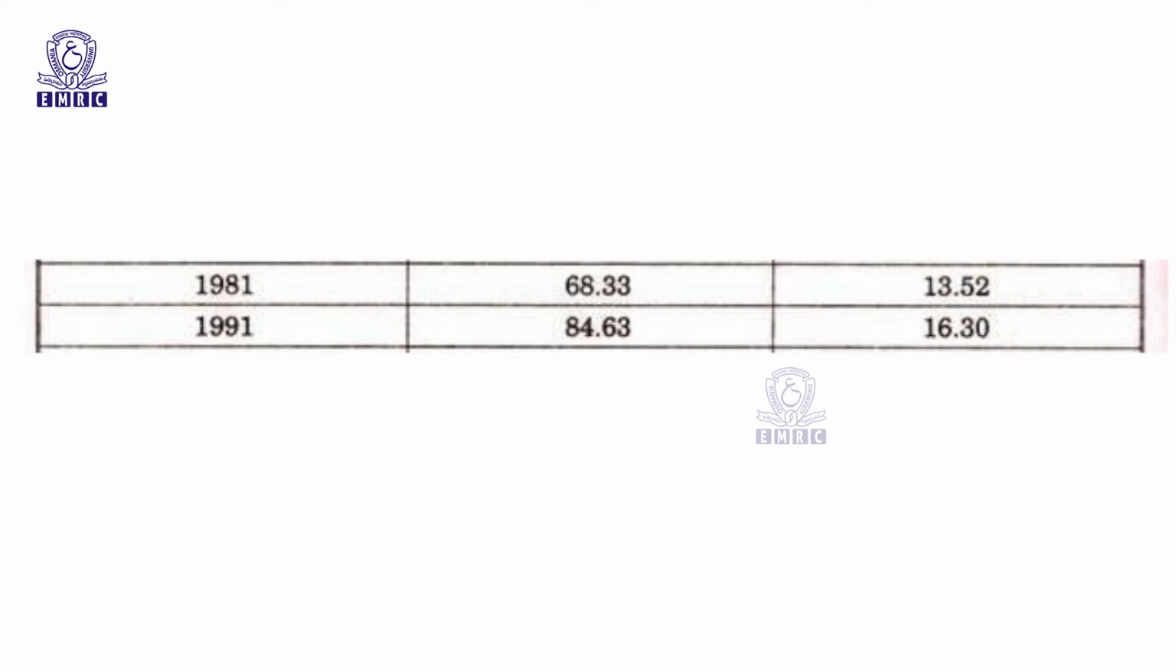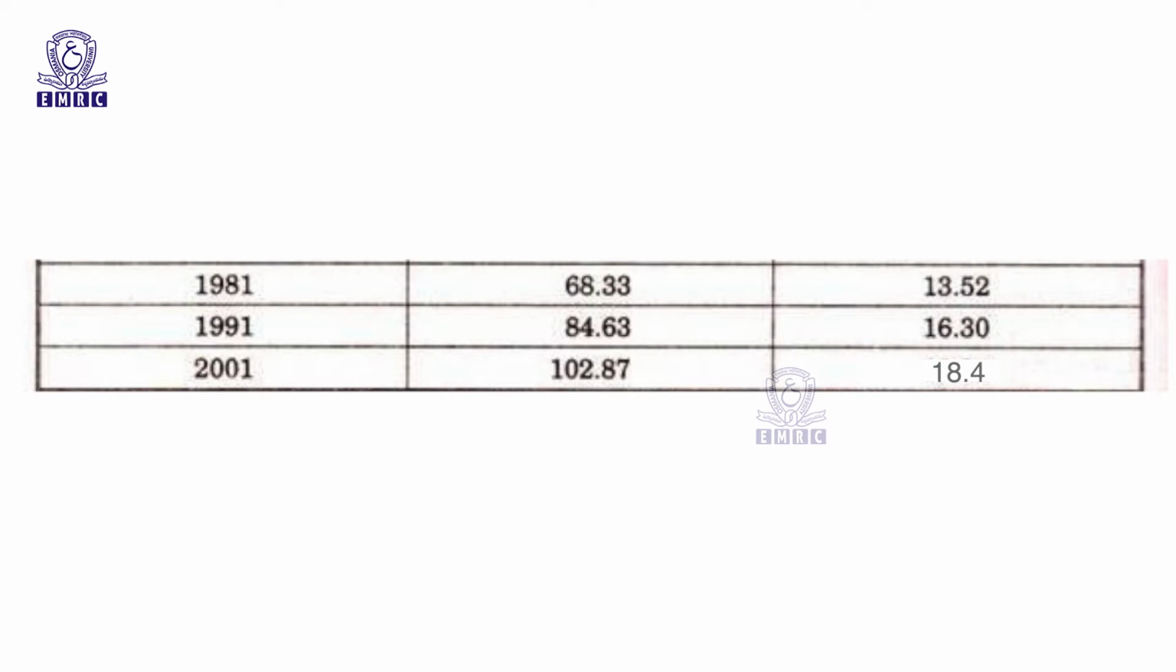And the current phase is the period of high growth rate from 1981 onwards. 1981 to 91, in this particular decade, the population increased by 84.63 crores. 1991 to 2001, the population of India increased by 18.4 crores. Between 2001 and 2011, India's population rose to 1.21 billion in 2011.